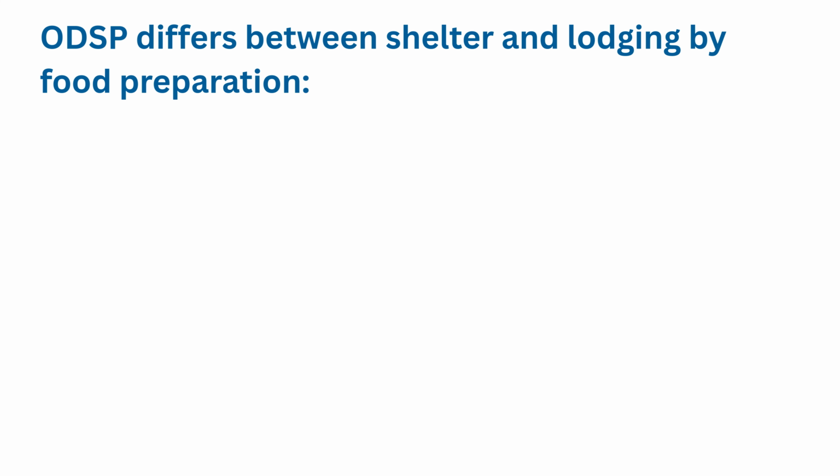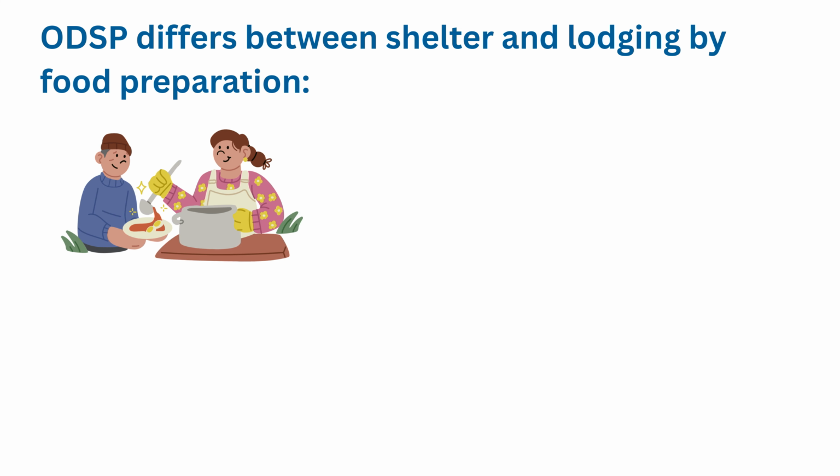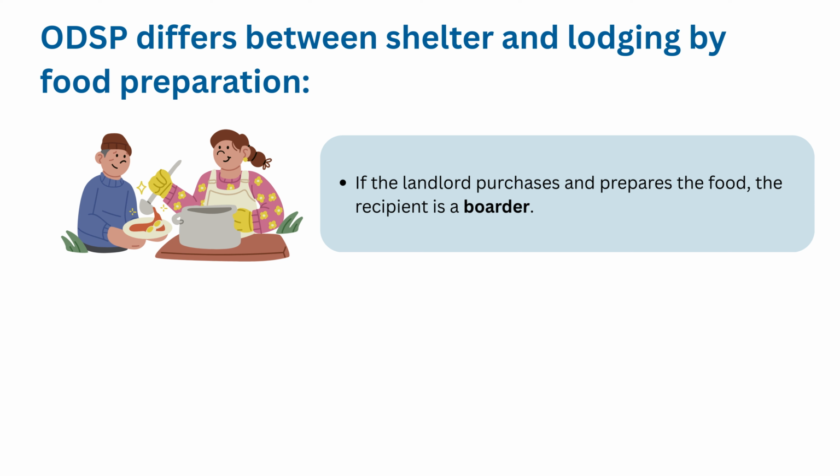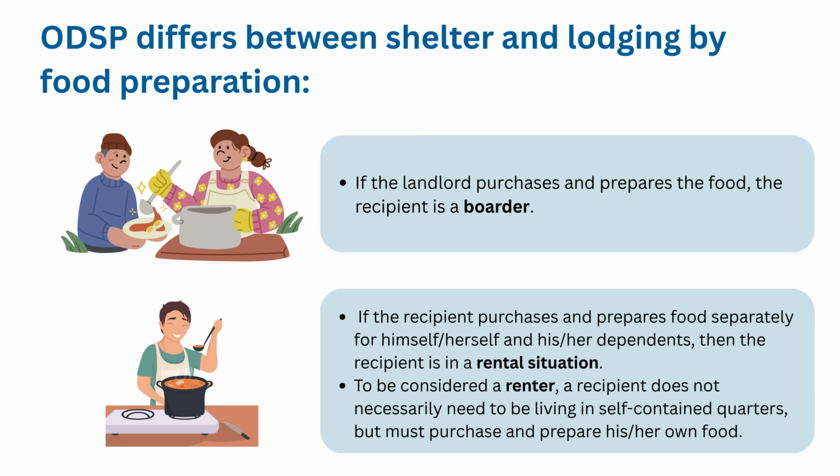ODSP differs between shelter and lodging based on food preparation. It says this: if the landlord purchases and prepares the food, the recipient is a boarder. If the recipient purchases and prepares their own food, the recipient is in a rental situation. To be considered a renter, a recipient does not necessarily need to be living in self-contained quarters, but must purchase and prepare their own food.